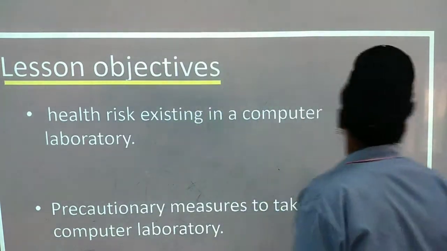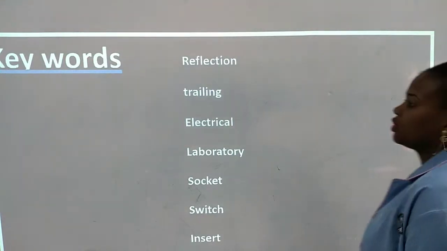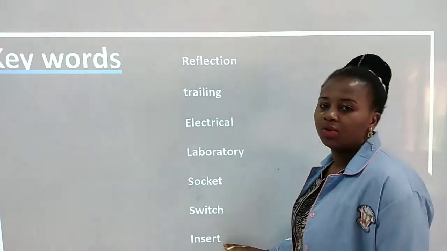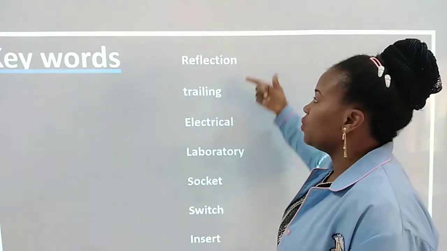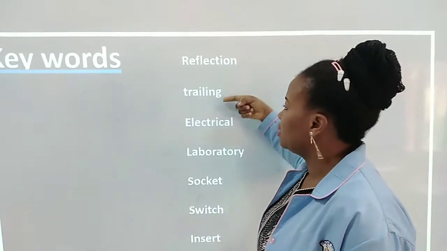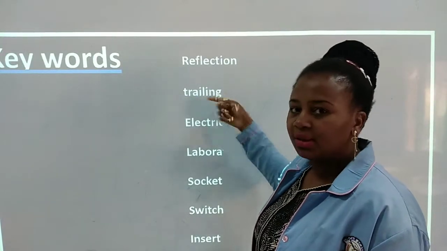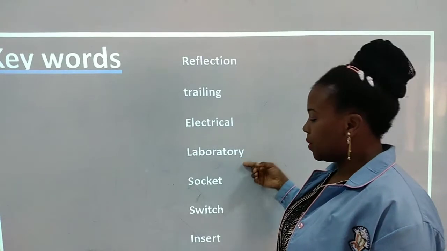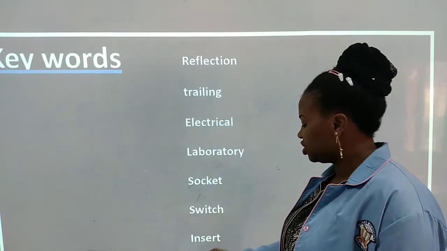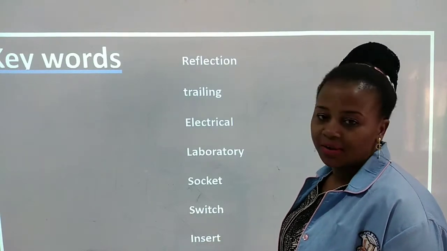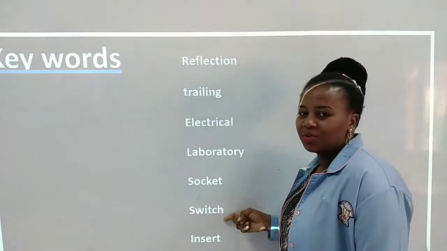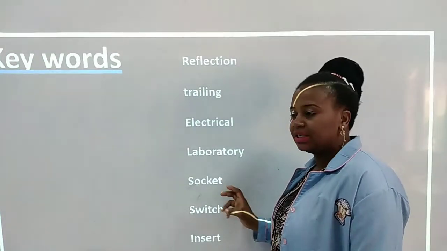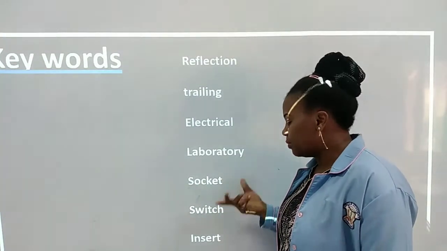So follow me. Let's see the vocabulary words for today. I call it the key words. Okay? These are the vocabulary words we are going to look at today. So we start from this: reflection, trailing, like trail. Now you're trailing, understand? Now this is electrical, laboratory, socket, switch, insert. Now socket and switch, what is the difference? There's not much difference actually, but there is a little difference, but they are similar.